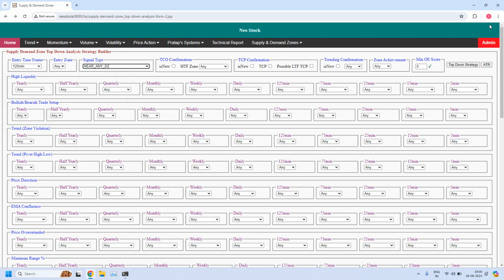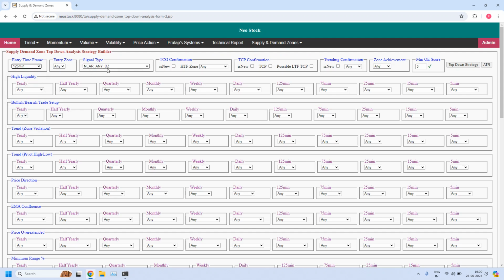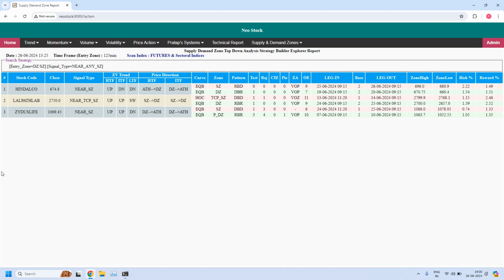Let us find the stocks near 125 minutes demand zone. 9 stocks are filtered. For 125 minutes time frame, let us find the stocks near 125 minutes supply zone. 3 stocks are filtered.